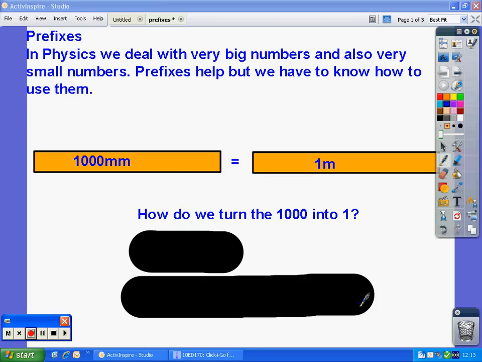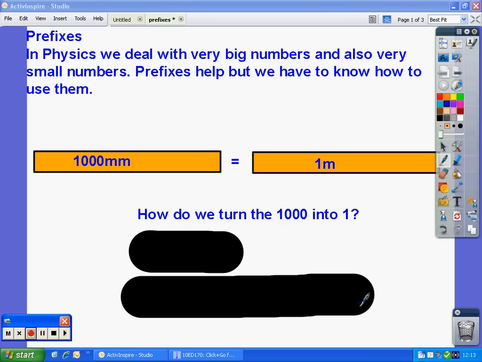In physics, we often deal with very, very big numbers like the speed of light, which is 300 million meters per second. We can also deal with the number of stars there are in the universe. The distance to our nearest star are very, very big numbers. Also, when we're looking at perhaps the size of the atom, the mass of an electron, we're dealing with numbers which are very, very small.